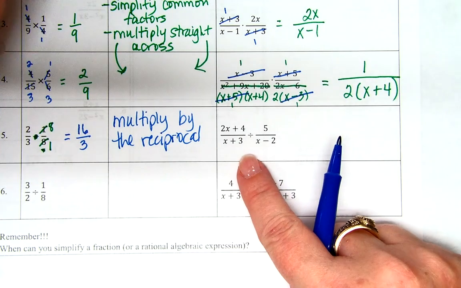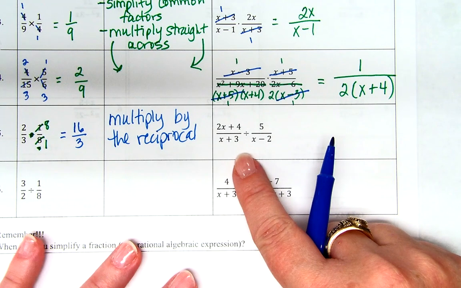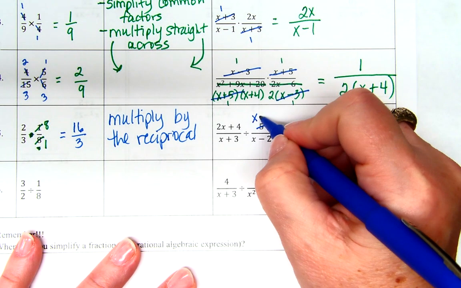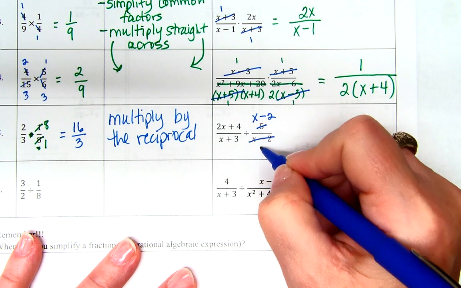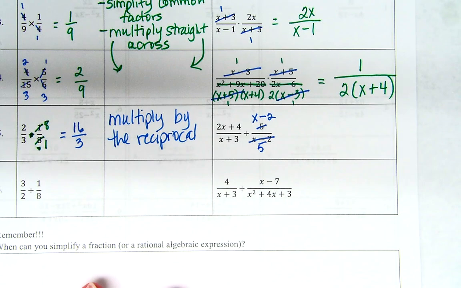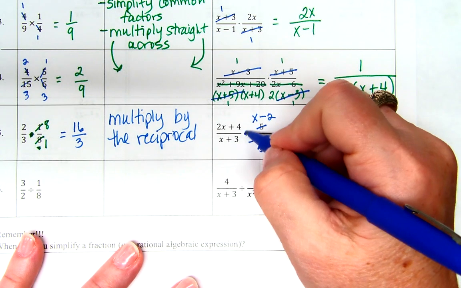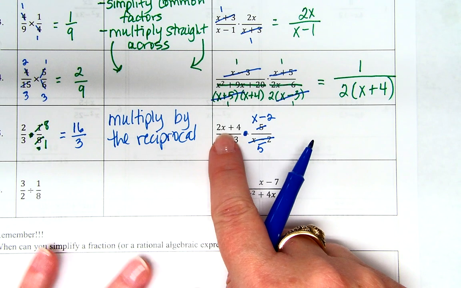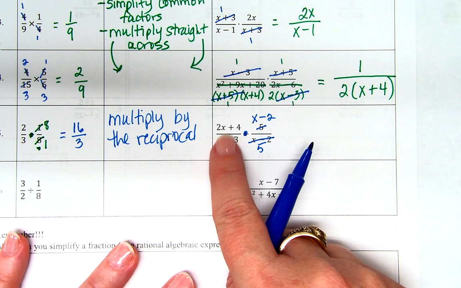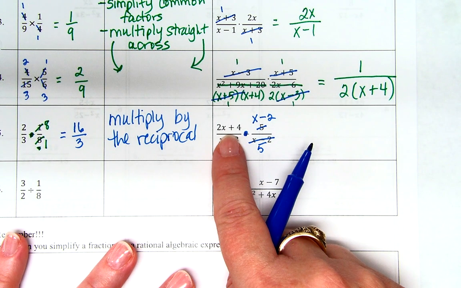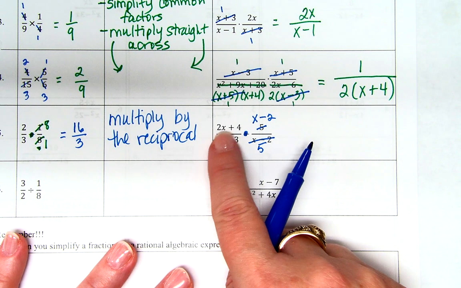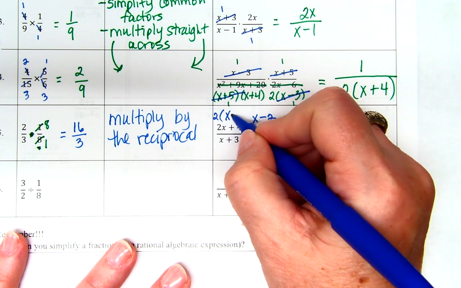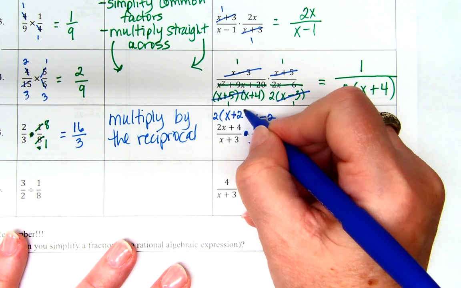What if it's a rational expression? Are the rules any different? No. I'm going to cross out the 5 and write what? And I'm going to cross out the x minus 2 and write what? 5. Am I ready to multiply this problem yet? I need to factor everything before I multiply, don't I? Can I factor this right here? Yes, because both terms are divisible by 2. So if I factor out a 2, what's left? X plus 2, right?